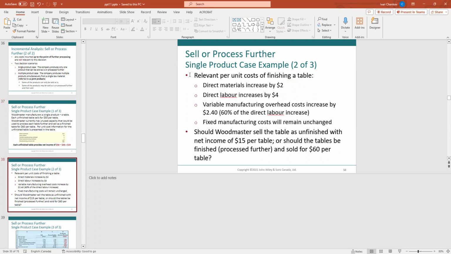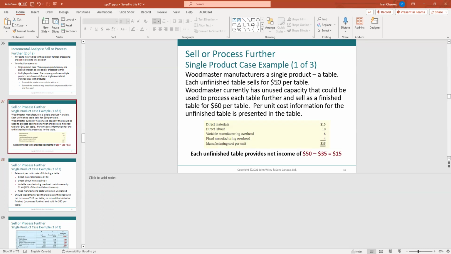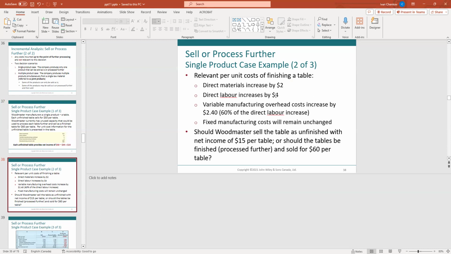So the relevant per unit cost of finishing the table is: direct material is going to increase by $2, direct labor is going to increase by $4, and manufacturing overhead is going to increase by $2.40. As long as the additional cost is less than the additional revenue generated per single unit, go for it. So in this case, our additional revenue is $10, 60 versus 50. If we finish it, it's going to cost us $8.40 to finish it. So that means we generate $1.60 per table if we go for the finish. Take it.